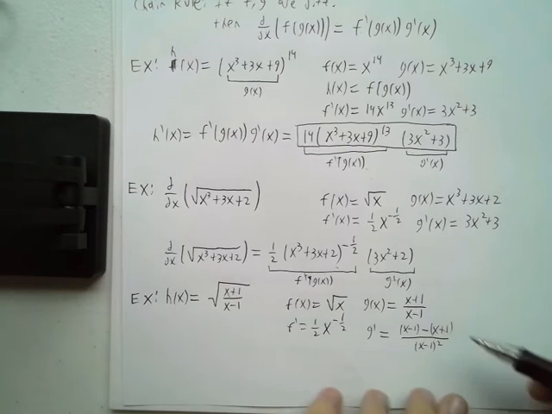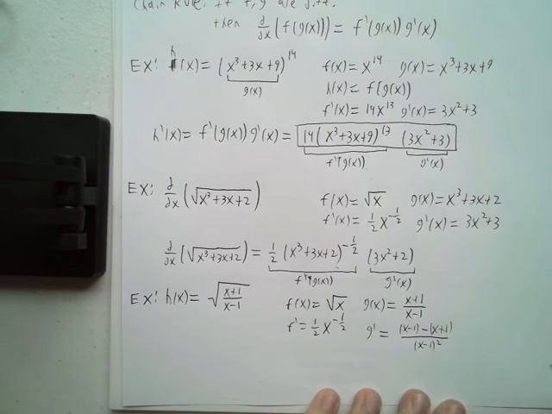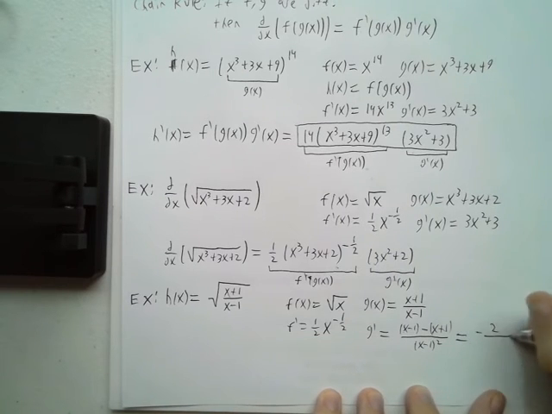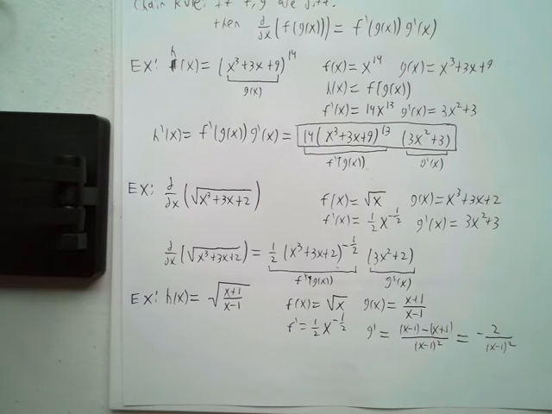Now normally I say that when we use the quotient rule we don't bother simplifying our answers, but in this case I think it's worth doing because it simplifies quite nicely. And it's fairly easy to see. We have an x minus x, so those cancel. Then we have a negative 1 minus 1, which just gives us negative 2 over x minus 1 squared.